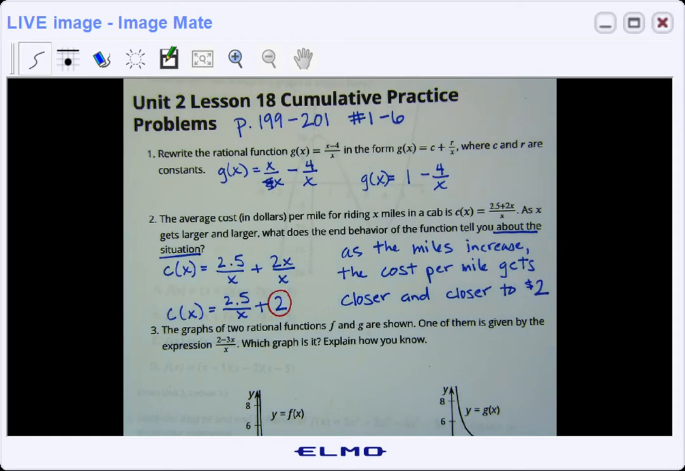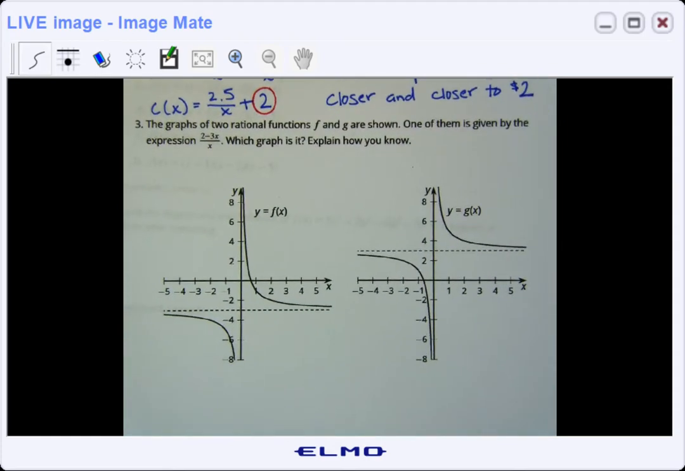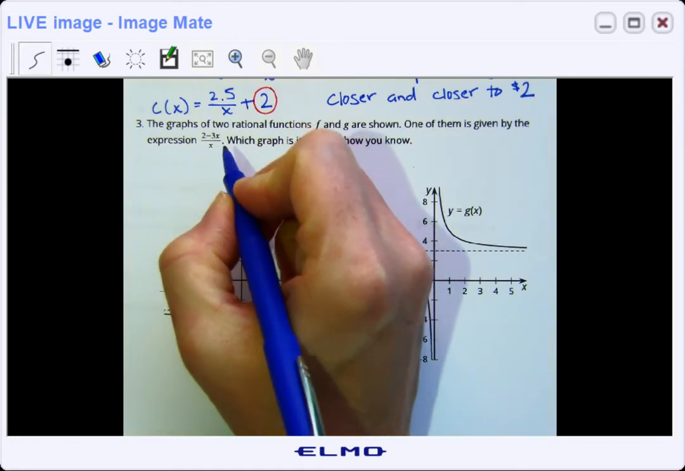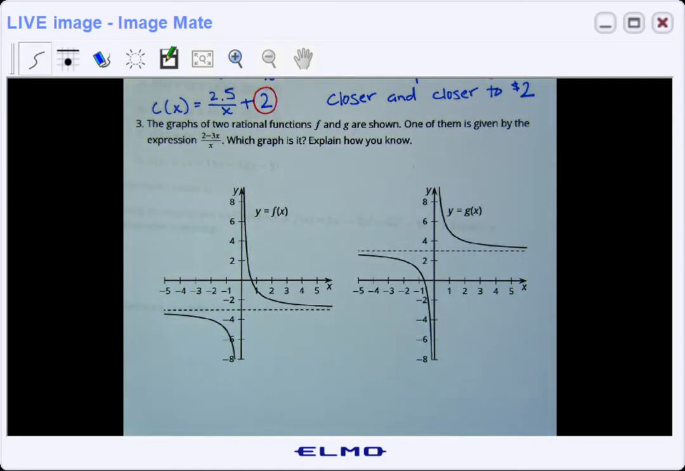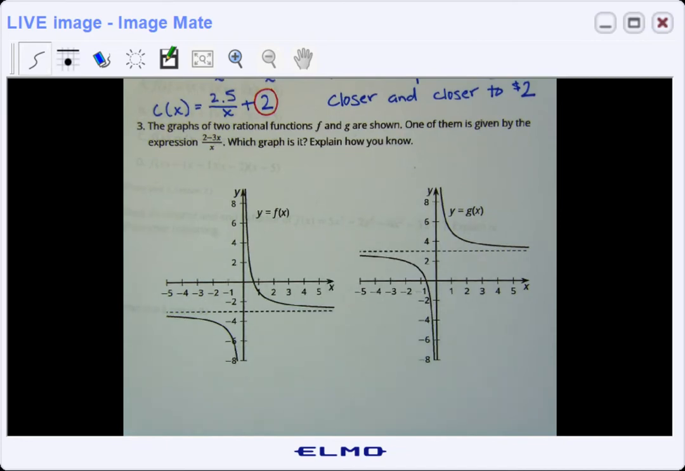All right, on number 3, we have a graphing problem. So I can see the graphs of these two rational functions, f and g, are shown. One of them is given by the expression 2 minus 3x divided by x. Which graph is it? And explain how you know. So again, if we can see the horizontal asymptote when it is written as one fraction, but it's so much easier to see it when you break it apart into 2.